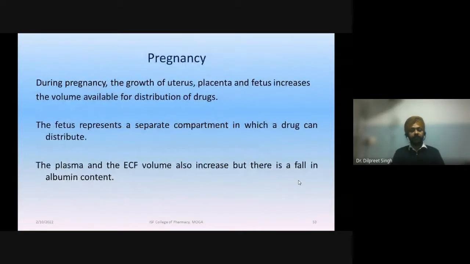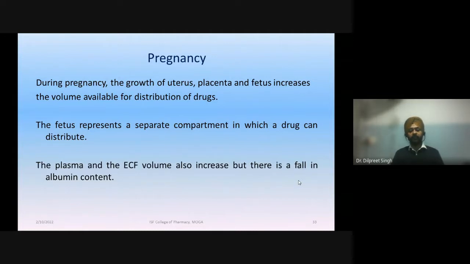Pregnancy. During pregnancy, the growth of the uterus, placenta, and fetus increases the volume available for the distribution of the drug. The fetus represents a separate compartment in which a drug can distribute. The plasma and ECF volume also increase, but there is a fall in albumin content.